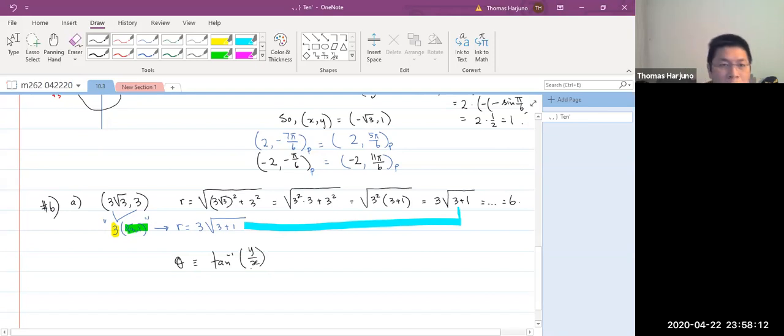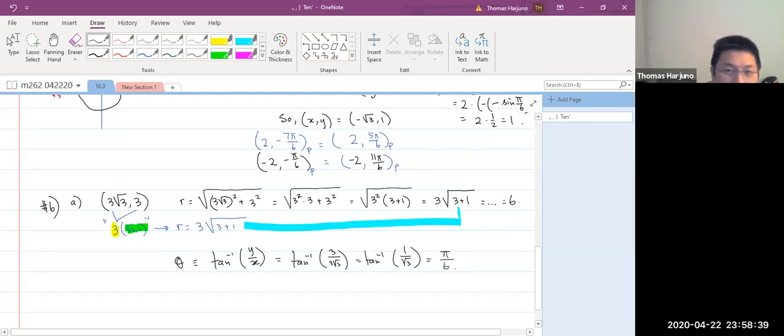Now, sometimes you want to use some instinct too. What is tangent inverse of y over x? That's 3 over 3 radical 3, that's tangent inverse of 1 over radical 3. So what is this equal to? Pi over 6, right?